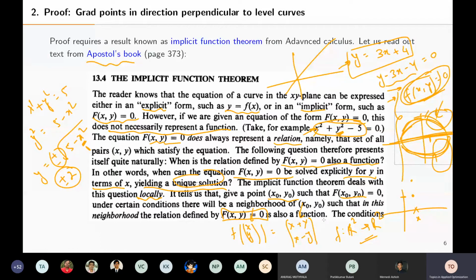Okay, so what it is trying to say is, let us say there is some neighborhood around a point x naught, y naught. So let us say x naught, y naught is here. Let us say I have a circle, and then I take some neighborhood here. Along this neighborhood I can explicitly solve for y. So that is what the implicit function theorem is.